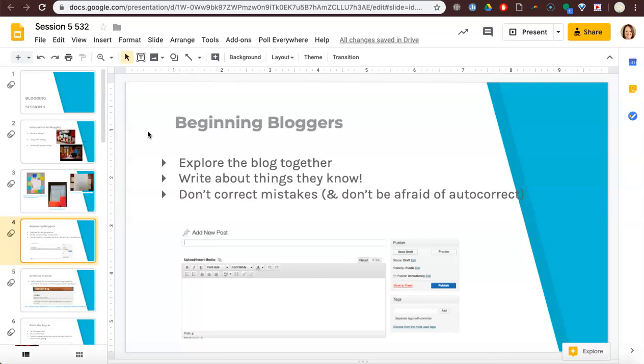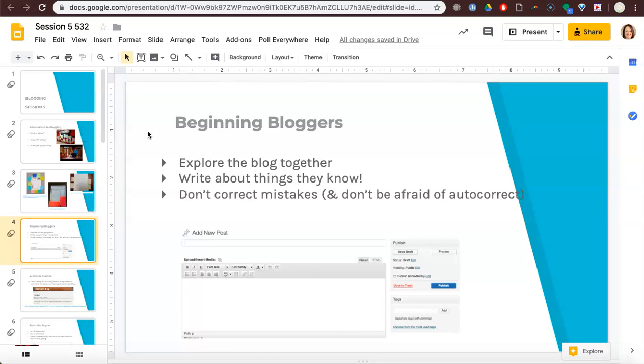You also don't want to correct their mistakes. And don't be afraid of letting them use autocorrect. So you don't want to correct their mistakes at first, because that is going to raise their affective filter, create a lot of anxiety, and they're going to associate the blog with anxiety and failure and being told that they're wrong. You really want the blog to be a safe place where they enjoy writing and that they feel empowered to write. You don't want it to be a place that's associated with, here's where all my mistakes are highlighted and pointed out to me.